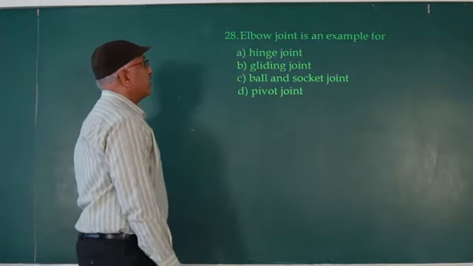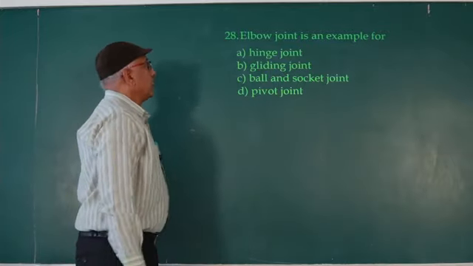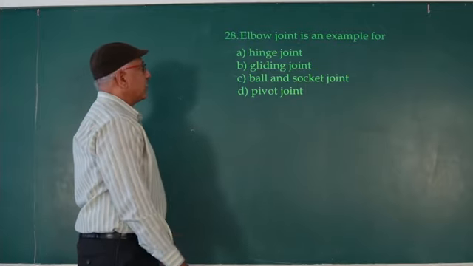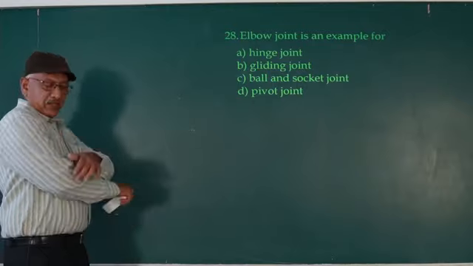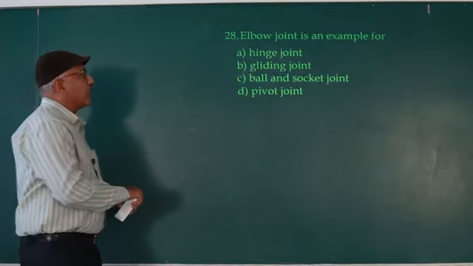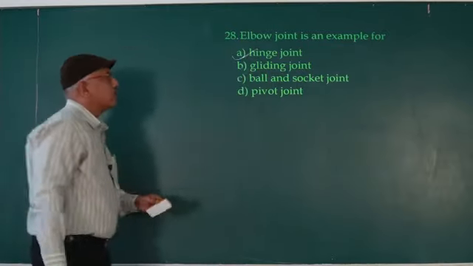Elbow joint is an example for hinge joint, gliding joint, ball and socket joint, pivot joint. So it is the elbow joint. Elbow joint is an example for hinge joint.